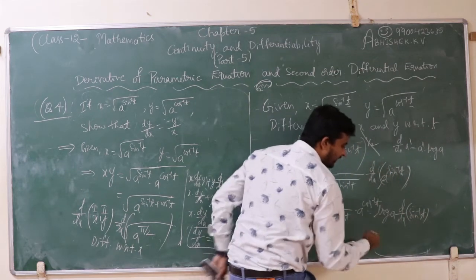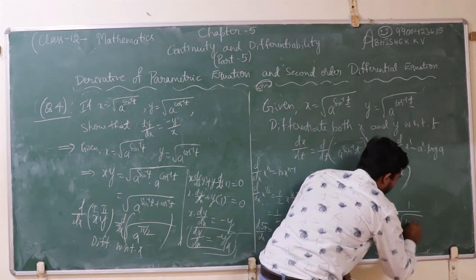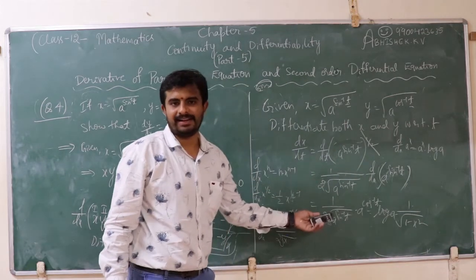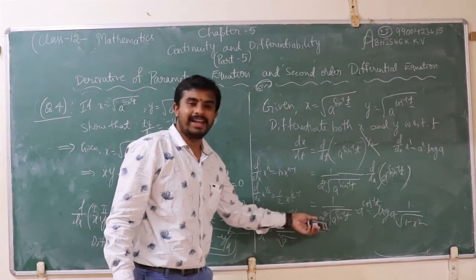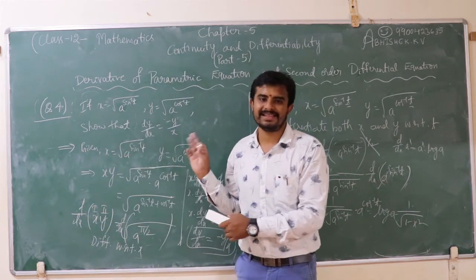What is the derivative of sin inverse t? This can be written as 1 by square root of 1 minus x square. See, this is another method to solve this, but it takes too much time and too many steps. See, this is the easiest one.